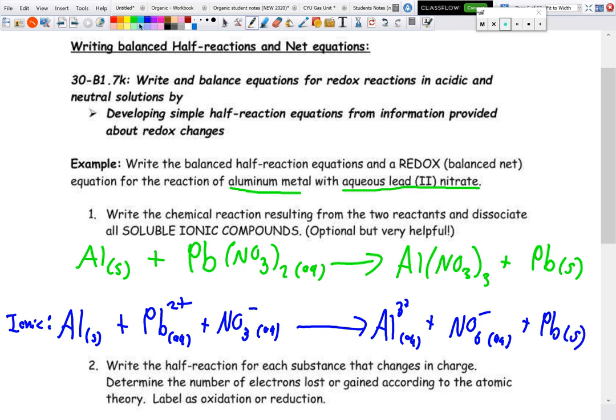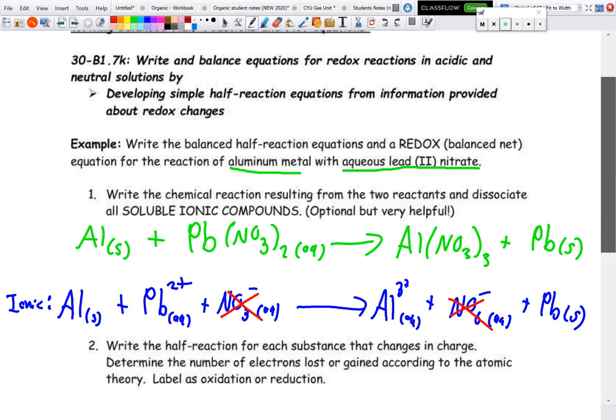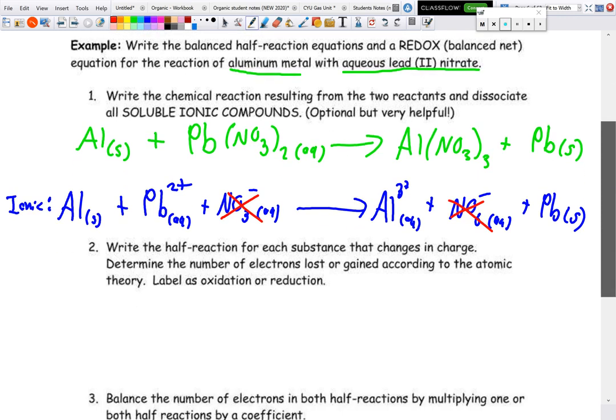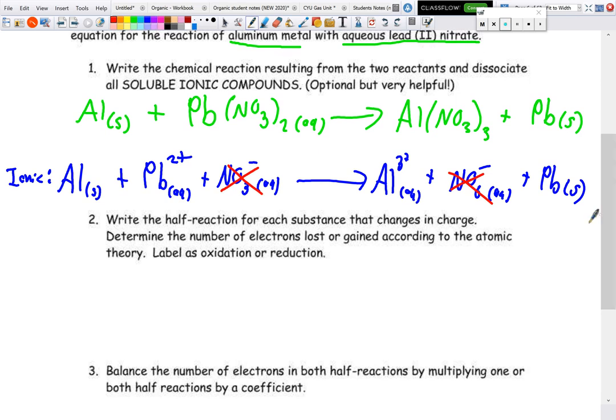Now, one thing we will notice is that we can tell aluminum is changing, because we're starting with aluminum solid going to aluminum 3+, so that's changing. As for our lead, we can tell that's also changing, so we have Pb2+ going to Pb solid, but our nitrate isn't doing anything. So that's why this is helpful, we can basically just take out our nitrates. The reason for that is when we get into step 2, write out the half reactions for each substance that's changing, we don't want the nitrates in there because they're not doing anything.